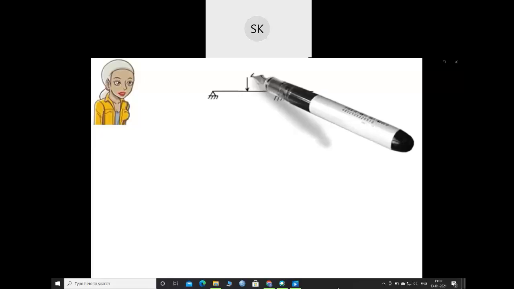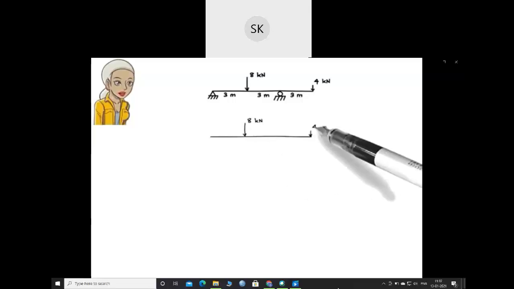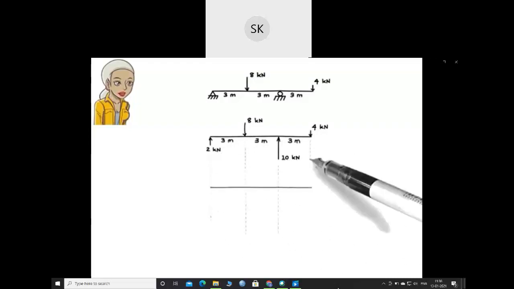As our last example, let's draw the elastic curve for this beam. I'm going to use the beam's moment diagram to help figure out the overall shape of the elastic curve. First, let's calculate the support reactions. Now, draw the shear and moment diagrams.